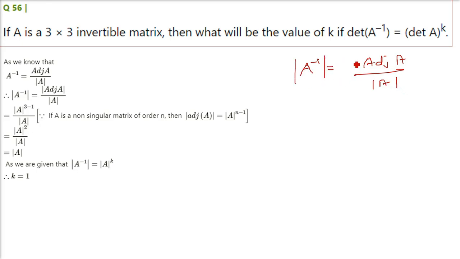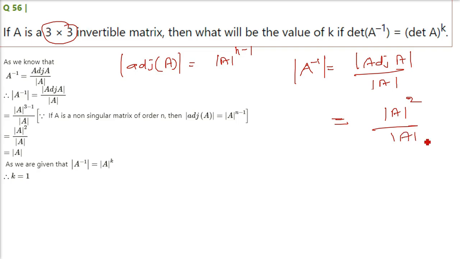So when you try to find the determinant of A inverse, let us apply the determinant on the right hand side also. And the determinant of adjoint A is what? I already told you that if you want to find the determinant of adjoint of A, it will be equal to the determinant of A raised to n minus 1. So you have n as 3, and 3 minus 1 is 2. So this is A square. You can cancel one of it. So it will be determinant of A.